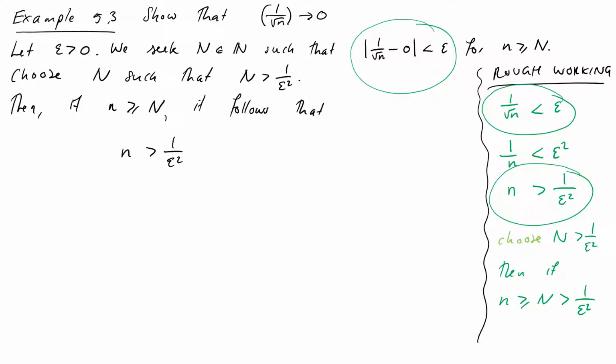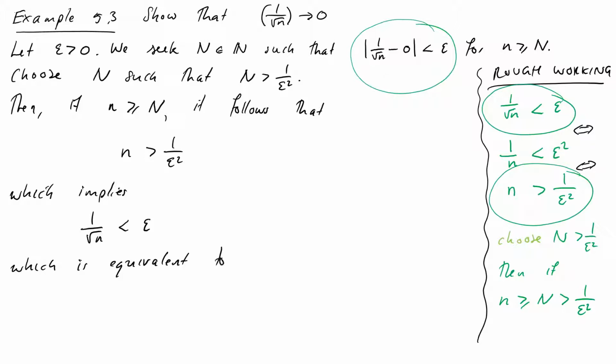Okay, and now if we just go back to our little rough working area, we said these things here were all equivalent. So we can just follow this working in reverse, and this implies 1 over root n is less than epsilon, which is equivalent to the absolute value of 1 over root n minus 0 is less than epsilon.